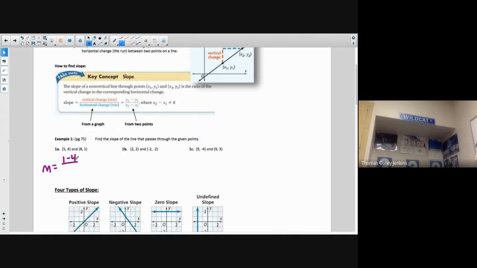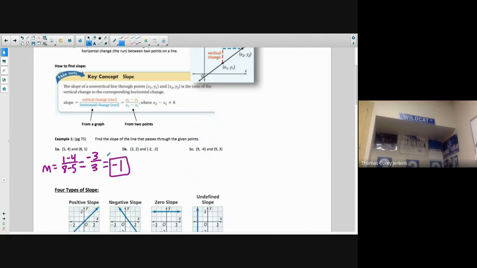Now, I will say it's not important whether you do 1 minus 4 or 4 minus 1. You just have to be consistent. So since I did 1 minus 4, then I have to do 8 minus 5. 5 minus 8 would be wrong. So you just have to be consistent there. 8 minus 5. And then I get negative 3 over positive 3. And then we just want to simplify. In this case, that simplifies to negative 1. So that would be the slope of that line.